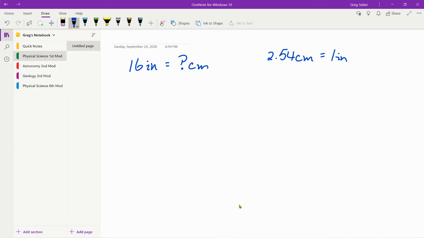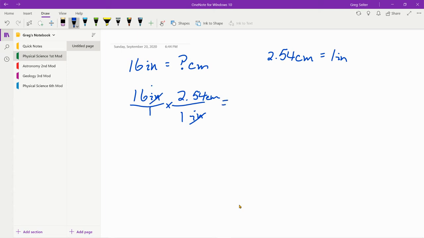Okay, now our next step is make a fraction. So let's make our fraction. 16 inches over 1 times. Remember, whatever's on top, we want to put it on the bottom so we can cancel out. 1 inch is 2.54 centimeters. Cancel units. That's our next step.